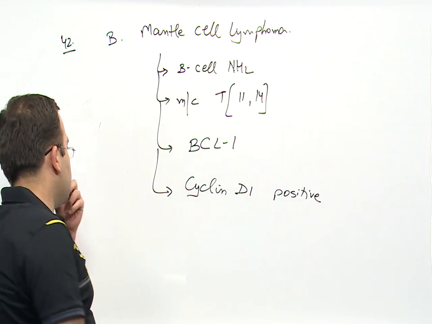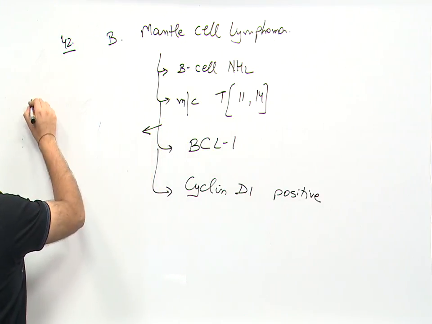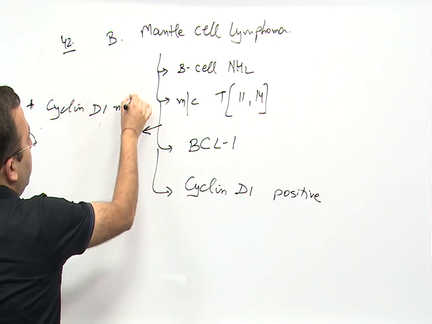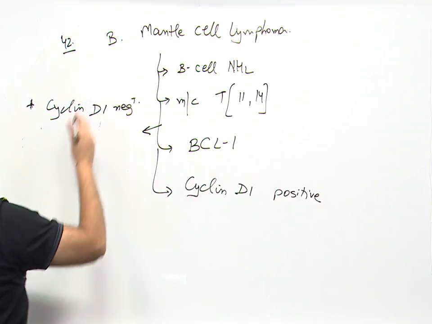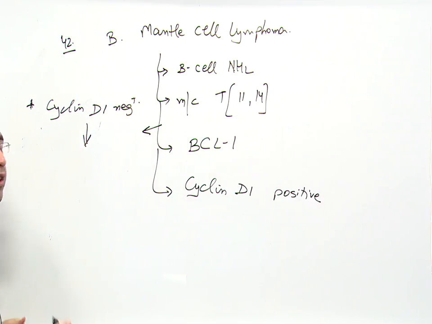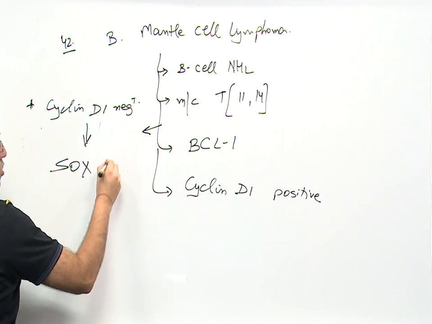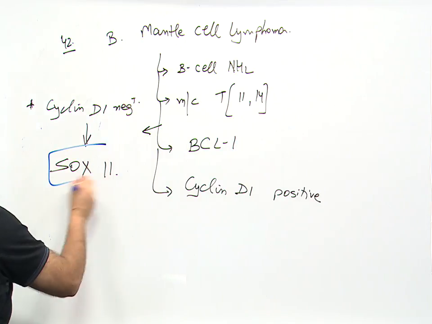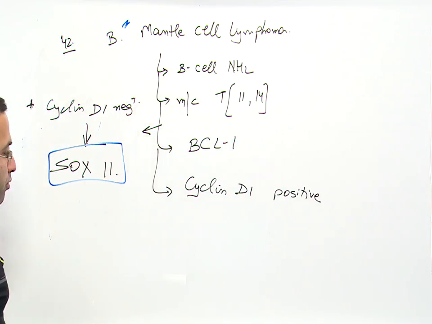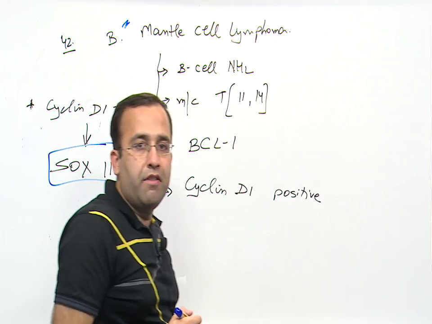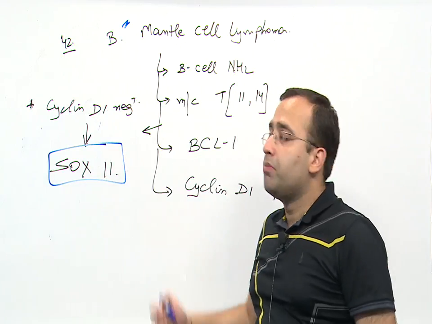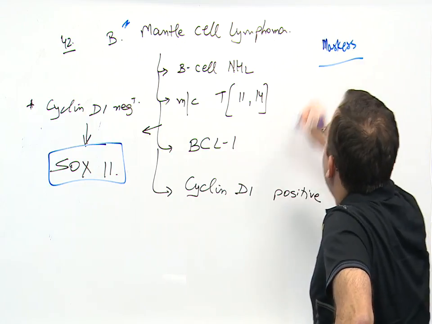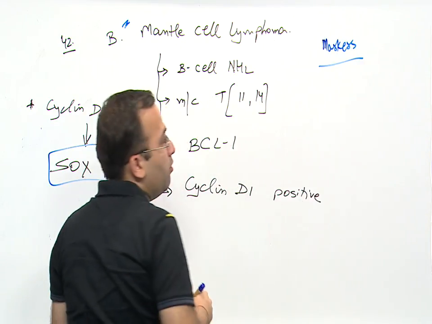Next, the next question is cyclin D1 negative mantle cell. Which marker is positive in this? SOX11. In cyclin D1 negative mantle cell lymphoma, it is SOX11 positive. Next point, markers in mantle cell lymphoma.